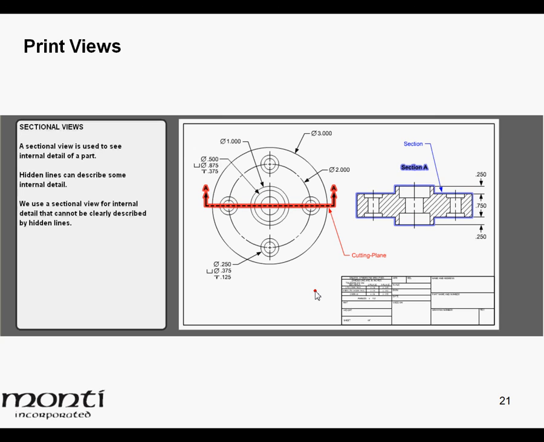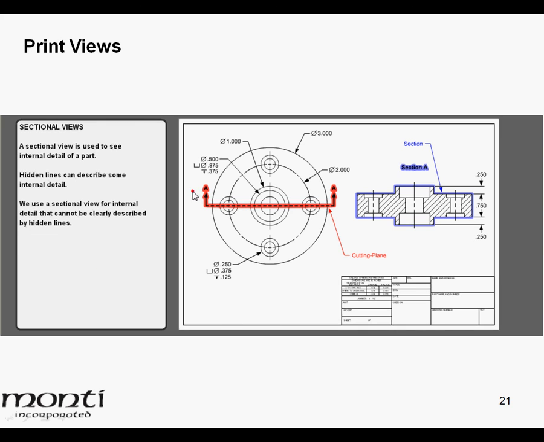Okay. Lastly, one thing we need to discuss are sectional views. A sectional view is used to see internal detail of a part. Hidden lines can describe some internal detail. We use a sectional view for internal detail that cannot be clearly described by hidden lines.